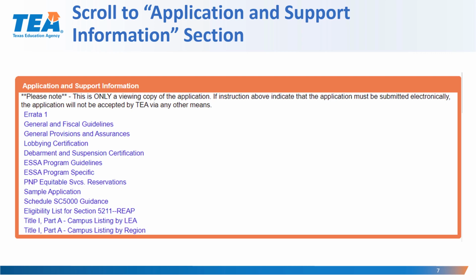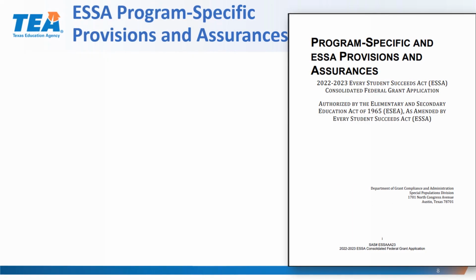When the program information for the grant loads, scroll down to the section called Application and Support Information. Among the links provided is one called ESSA Program Specific. These are the program-specific provisions and assurances that the grantee officials agree to accept when they certify and submit the SC 5003 Formula Grants Consolidated Schedule.